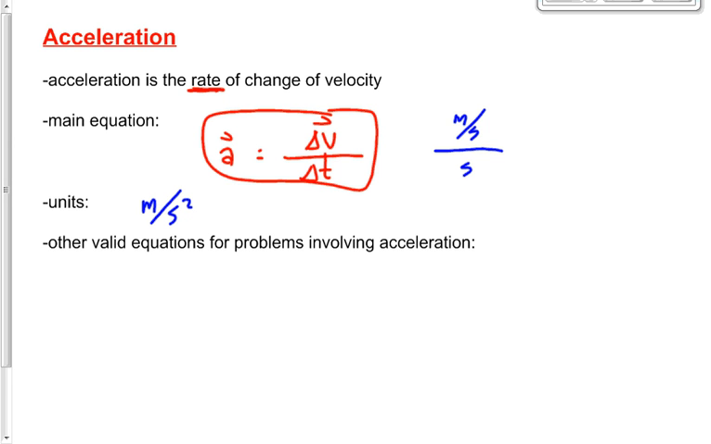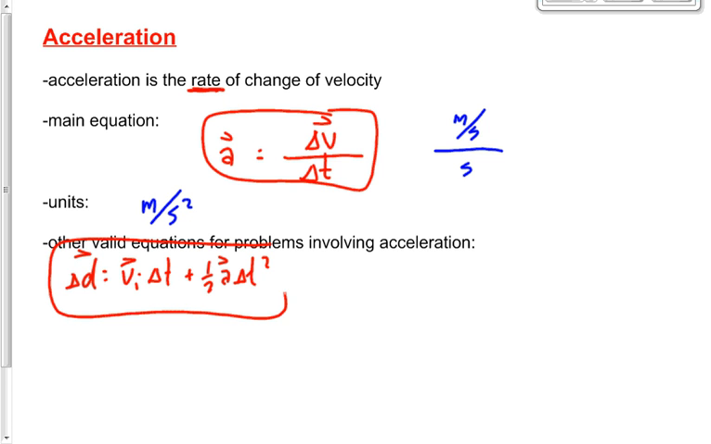For instance, d is equal to VIT plus 1/2 AT squared. That looks ugly. What does d stand for? Delta D stands for the displacement. VI stands for the initial velocity, how fast it's moving at the start of the problem. T stands for time. A stands for acceleration, of course.